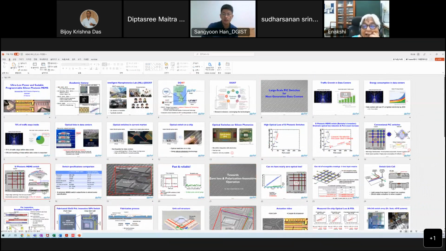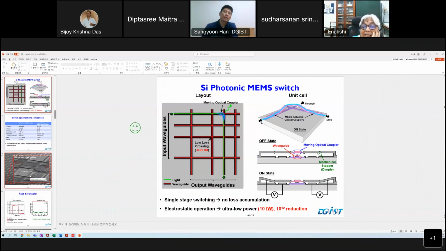So he's asking whether the legend and the caption between on and off are correct. Yeah, the caption is correct. On means the waveguide is down, up is off, down is on. So on means light goes through this moving coupler, and off means light goes just through the matrix waveguide. I thought you meant also the actuation, that when it's actuated down, it's the on state. Right.